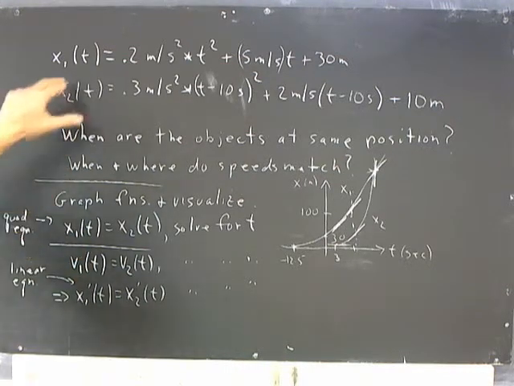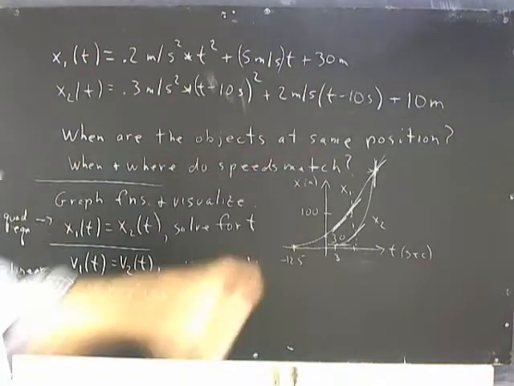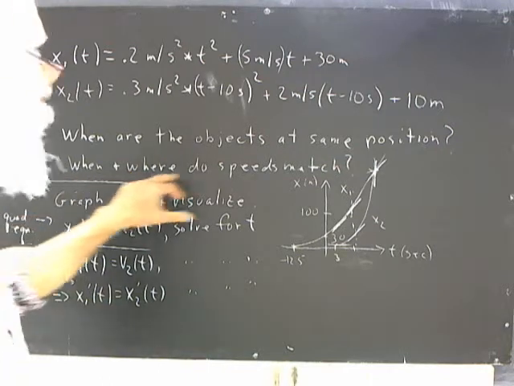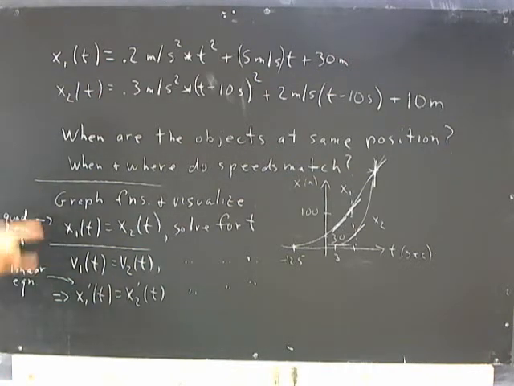In any case, we have these two functions, and we asked a couple of questions. When are the objects at the same position? When and where do the speeds match? Now, what's our strategy? Of course, I asked the class for this and got a pretty quick response. Graph the functions and visualize.